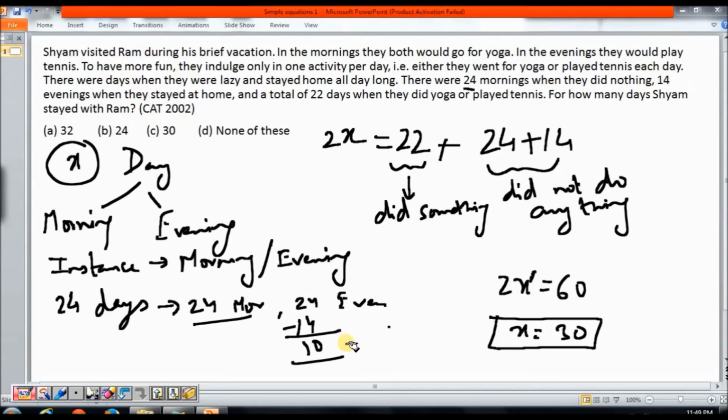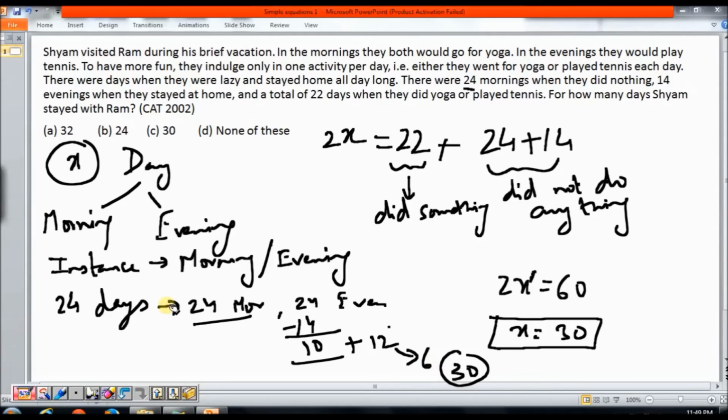So for that I need to add how many? 12 days, or 12 instances rather. I need to add 12 instances to this 10, and I know 12 instances will come from 6 days. So I should add 6 days to my initial assumption, which is 24 plus 6, which becomes 30. So I can get the answer this way also, just by assuming a number and then applying my logic from there.